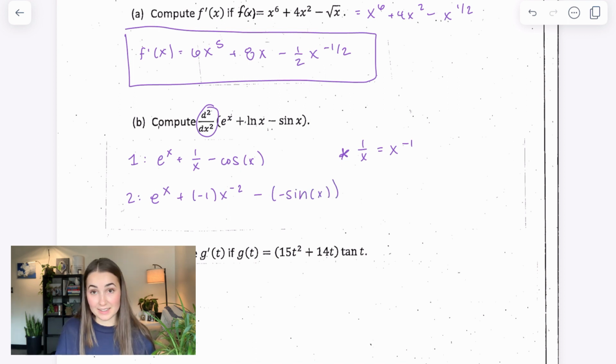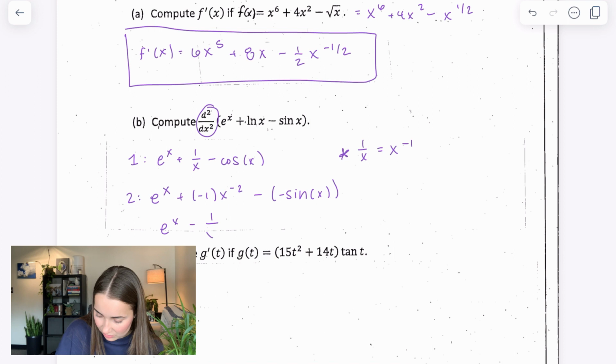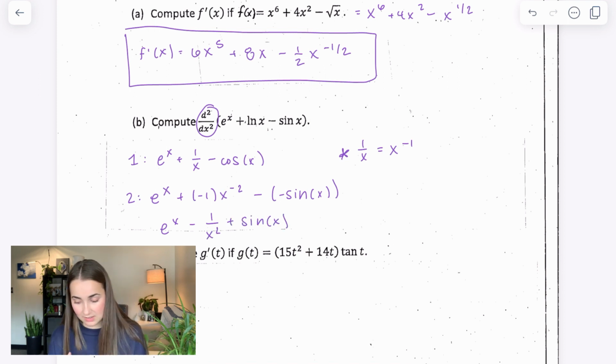Again, you could just leave it like this, but I'm going to simplify it because that bothers me a little bit. So this becomes e to the x minus 1 over x squared plus sine of x. Again, you don't need to do that. I just did it for myself.